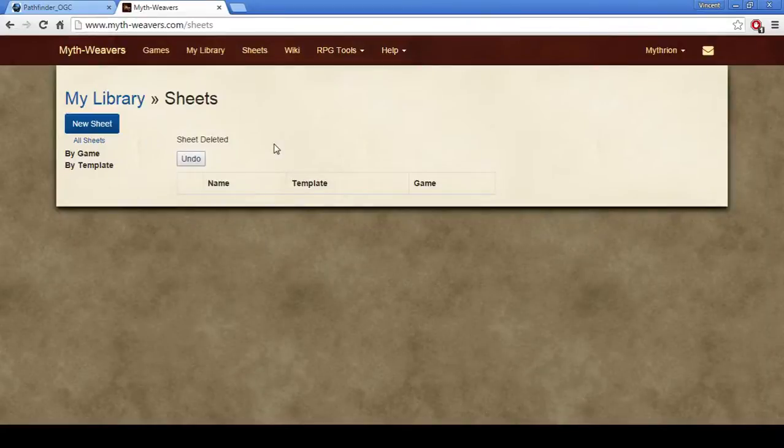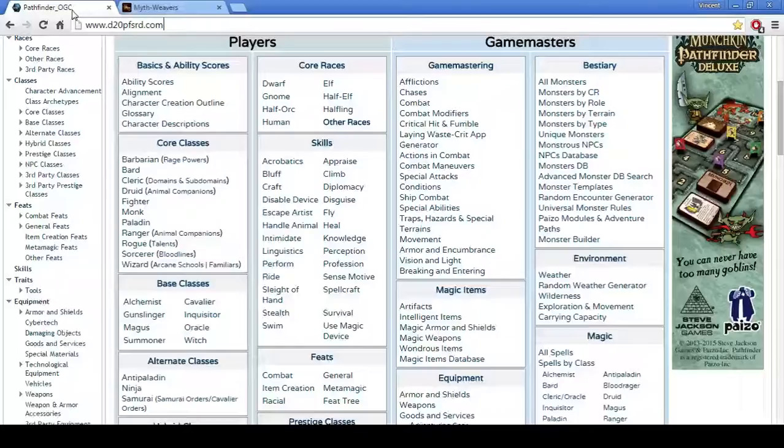And Mythweavers can be substituted for literally a sheet of paper if you wanted to. You just need to be able to record your stats on it. You can print out a character sheet from the Pathfinder website. You can use a myriad of other tools. I just got used to using the Mythweavers website, so I'm going to be using that to record my character. Alright, so without further ado, we're going to get started making a character here.